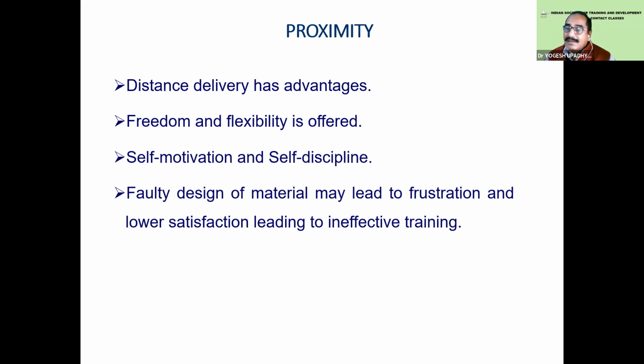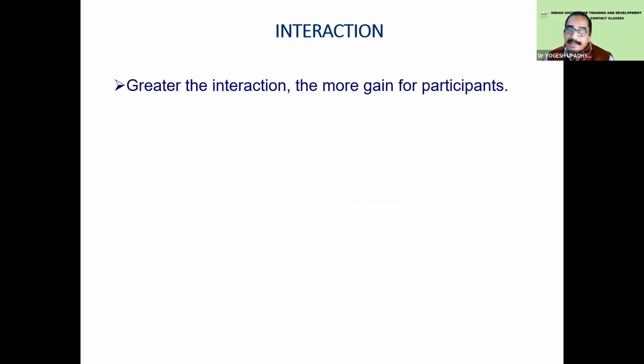So whether it is always required in physical form, or we can have online, or you can add online also. In proximity, online is virtual. There is a lack of social interaction if it is not physical. Now we also get social interaction online. Then interaction. So what should be the level of interaction needed for that particular topic or particular training? Greater the interaction, more gain for participants.